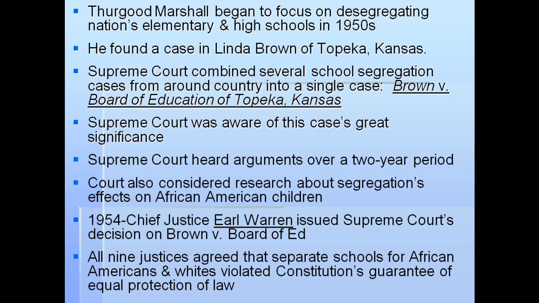Thurgood Marshall began to focus on desegregating the nation's elementary and high schools beginning in the 1950s. He found a case in Linda Brown of Topeka, Kansas. What he did was combine a number of school segregation cases from around the country into one single case known as Brown versus Board of Education of Topeka, Kansas.